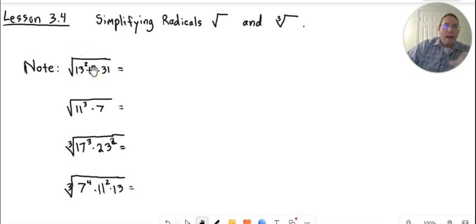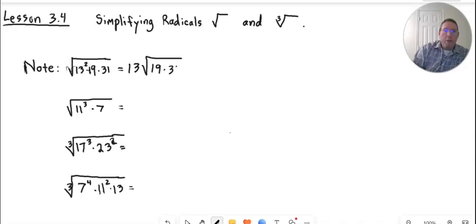Because the 13 is squared, the square root is going to cancel this, and we bring the 13 out, because the square root of 13 squared is just 13. But the 19 and the 31 cannot come out of the radical because they are not squared. So the simplification is 13 times the square root of 19 times 31. Then we multiply 19 times 31 and get 13 times the square root of 589. There we go.